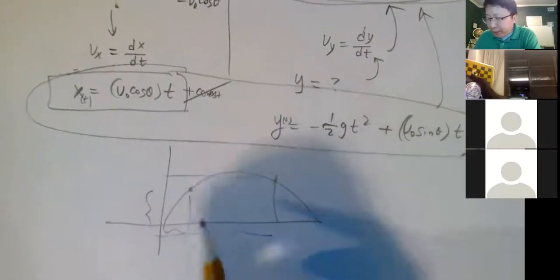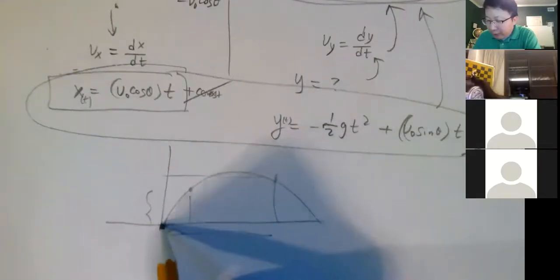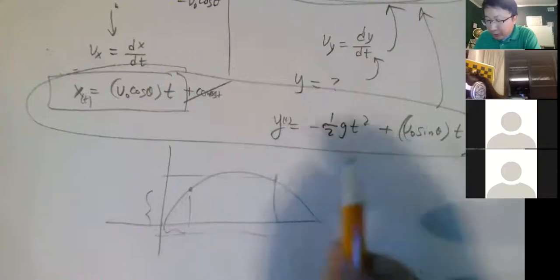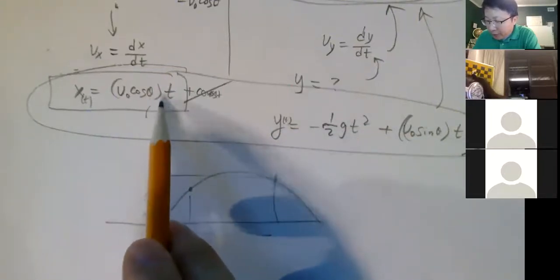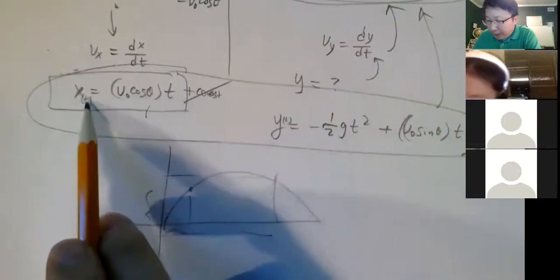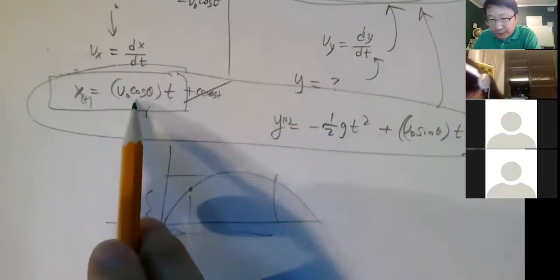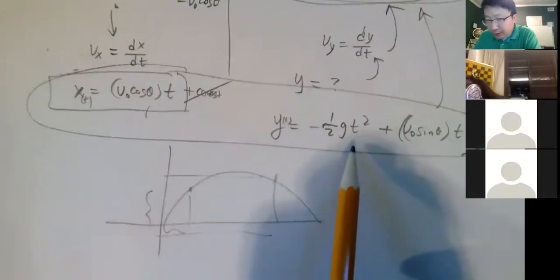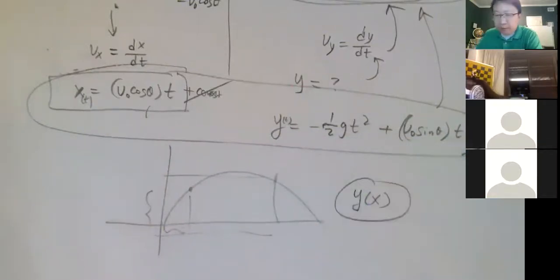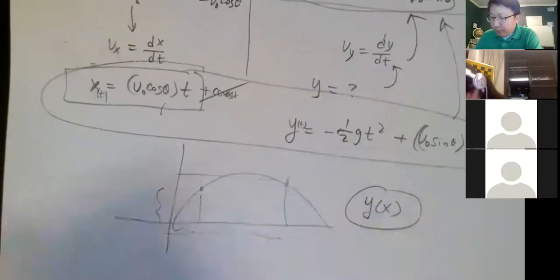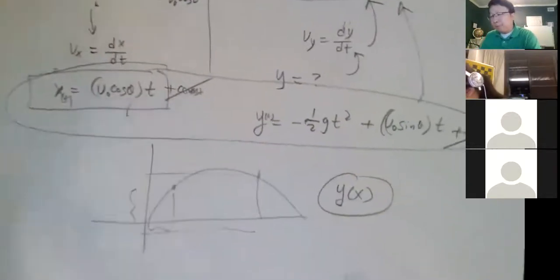Of course, you can say, what if I want to know this curve as a function, not as a function of time? Then you change t equals x divided by v0 cosine theta, put it back here, and you can derive y as a function of x. So that is a parabola, correct?